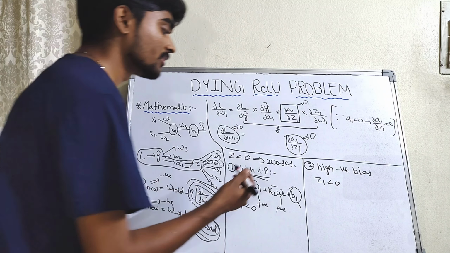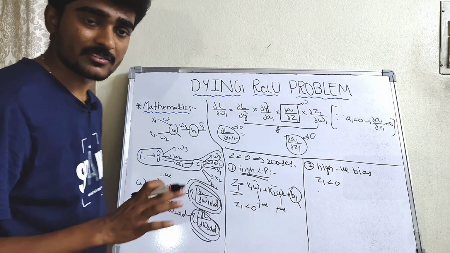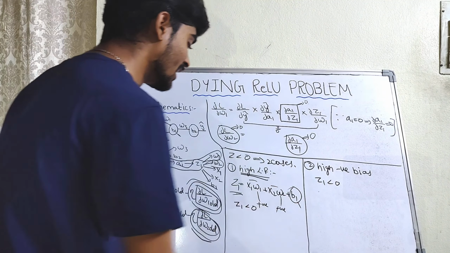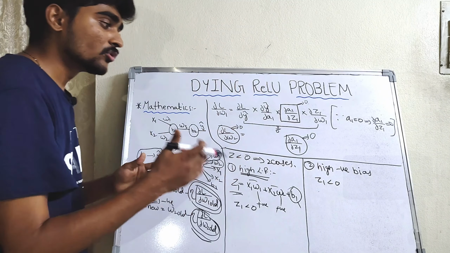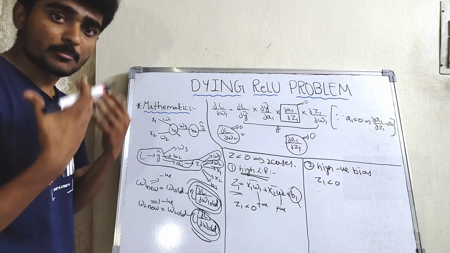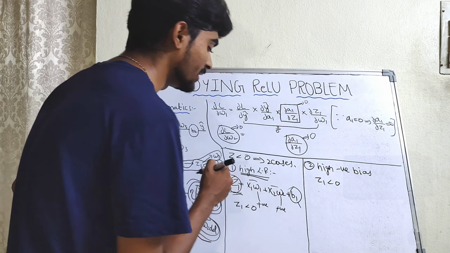Now you are setting a higher learning rate for the bias as well, and you are doing the same updation formula for the bias. So the bias becomes a negative value, and a much more negative value, and much more negative. So due to this, Z1 value will be negative.